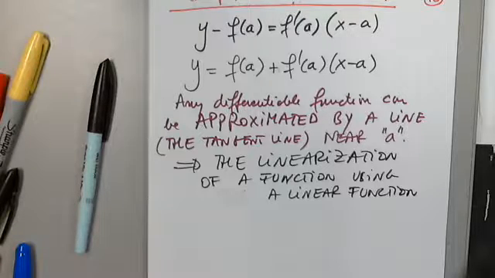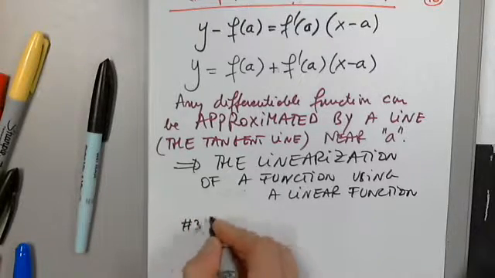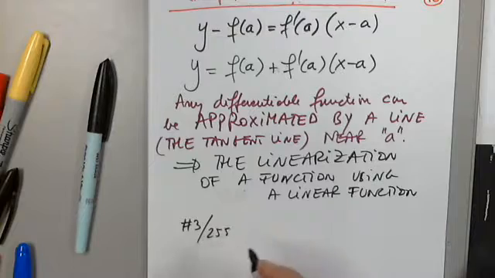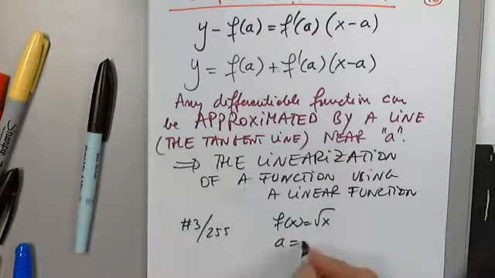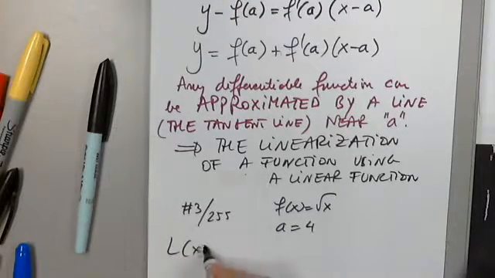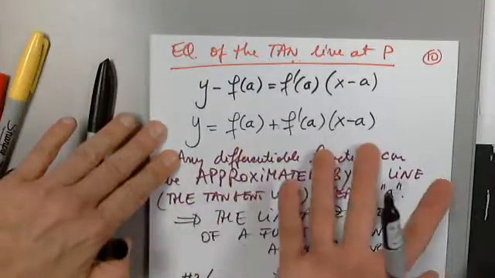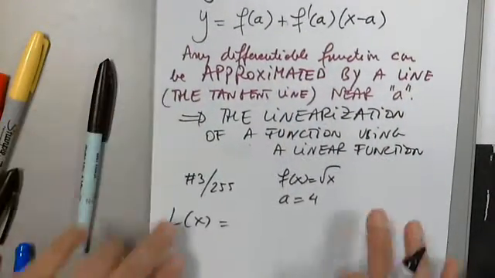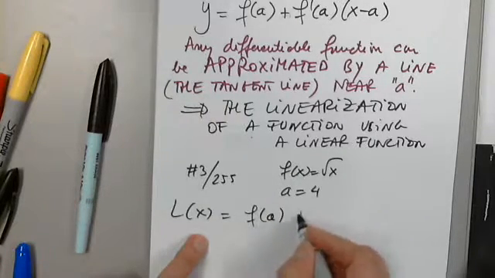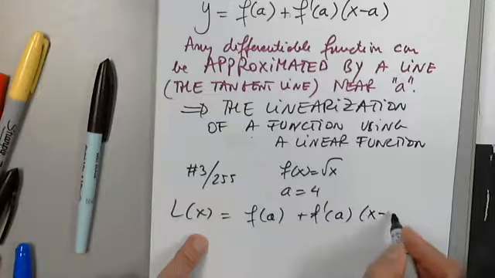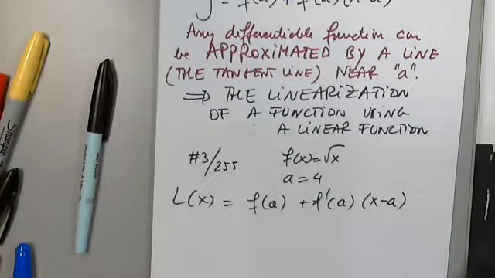Let's look at an example, like number 3 on page 255. We are given f of x, which is the square root of x. We are given a equals 4. Find the linearization. The linearization is this. This is the linearization. Denoted by uppercase L of x. It's a function and it will be a linear function. So this is f of a plus f prime of a times x minus a. Can anyone dictate the first step?